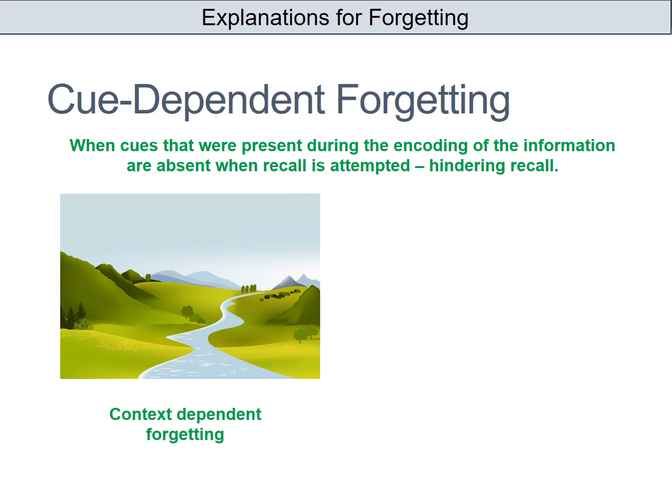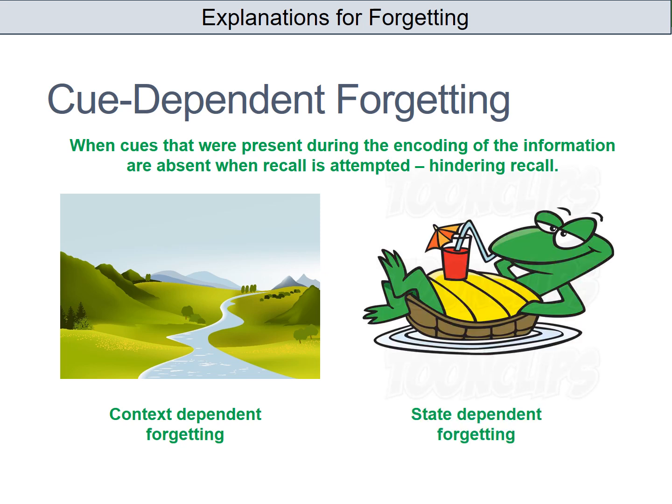The second type of cue-dependent forgetting is state-dependent forgetting, and this is more to do with your personal state. So if you're feeling very, very relaxed when you remember a piece of information, and you're also feeling relaxed when you try and recall it, you're far more likely to remember it. If you're feeling stressed when you're trying to recall it, you're less likely to remember it.